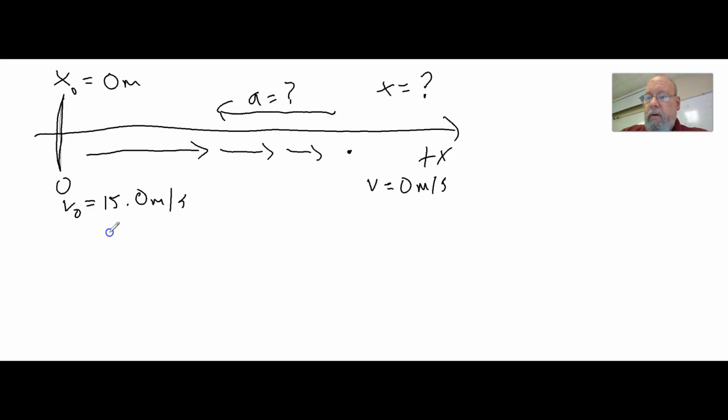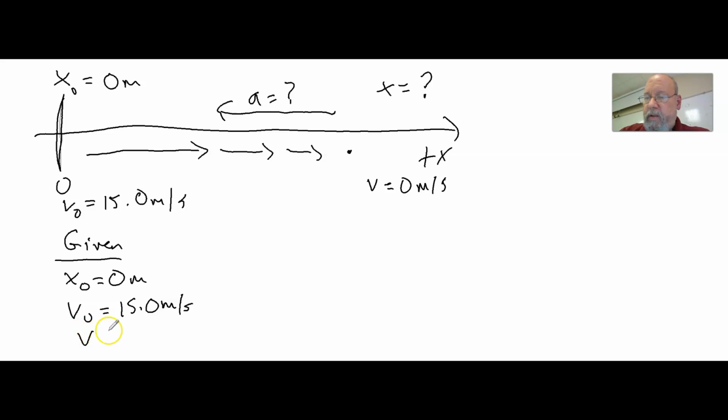Okay, so let's go ahead and finish the problem then. So I can now add in my given values. x0 equals 0 meters. My final x I'm not aware of. I don't know what that is. My initial velocity is 15.0 meters per second. My final velocity is 0 meters per second. And I don't know what my acceleration is, but I know that I need that. And because my acceleration arrow is pointing in the negative direction, my math also has to work out so that I have a negative sign in front of the acceleration. Let's see if that happens.